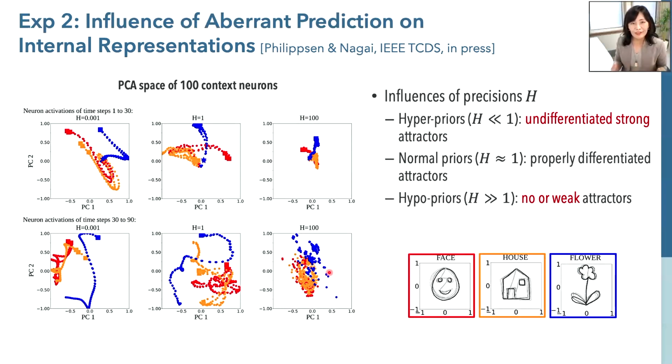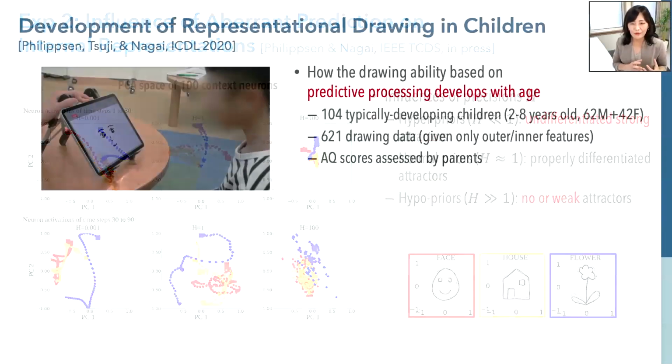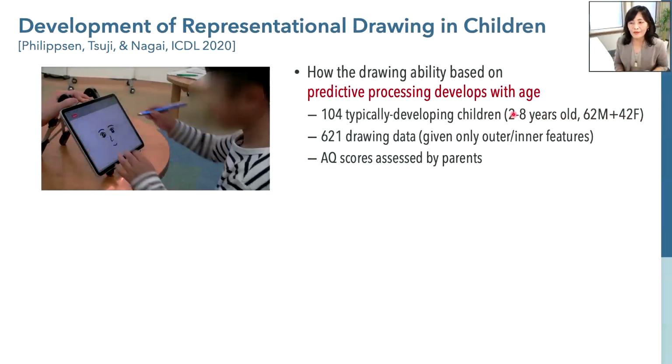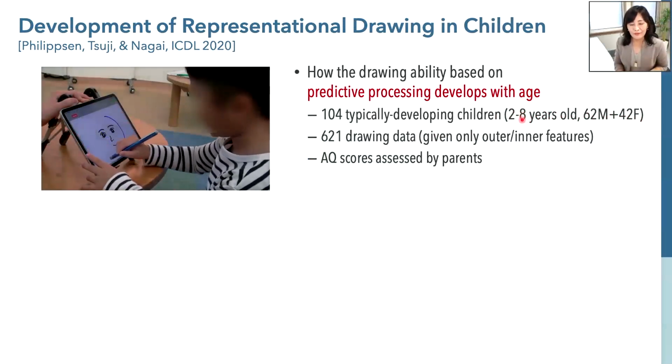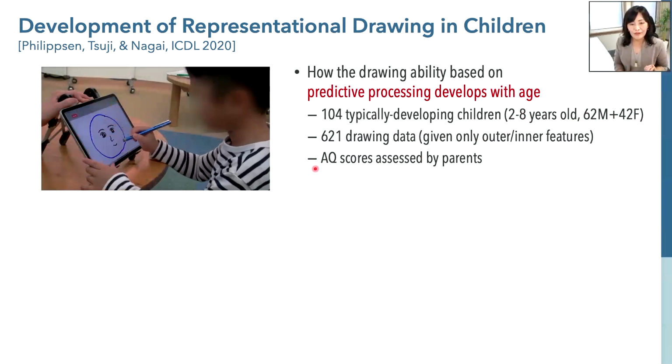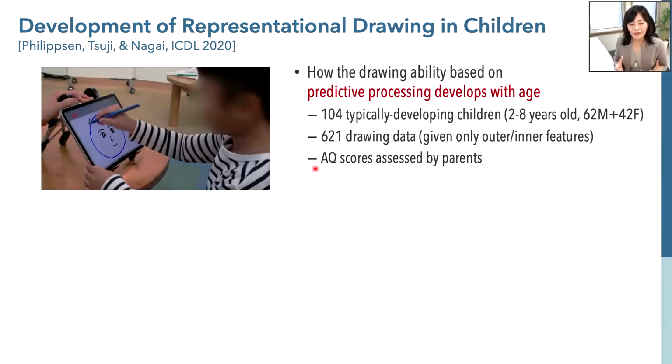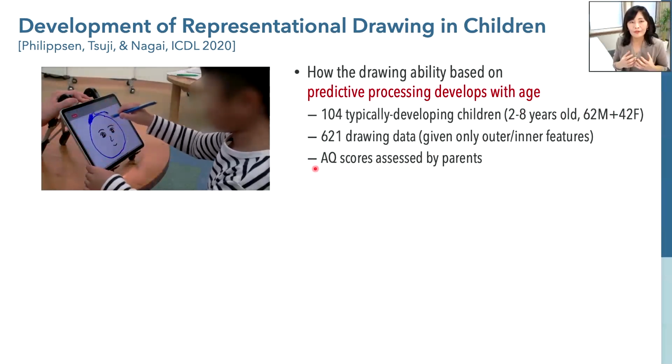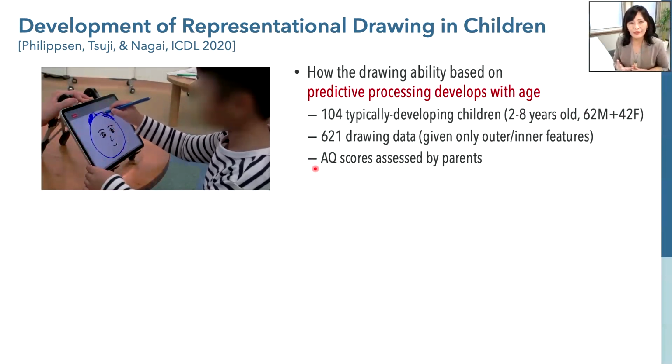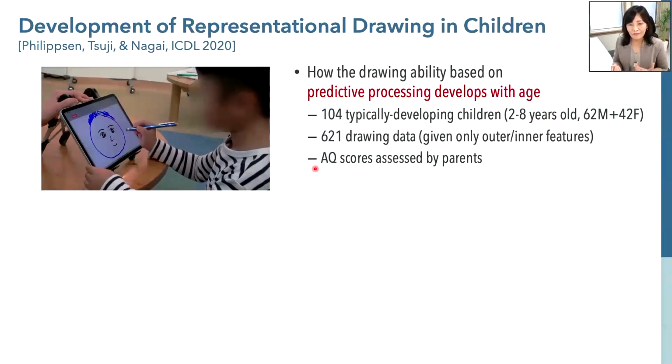So what happens in real human children? We conducted a very similar study with human children aged from 2 to 8 years old. We used a tablet displaying part of the features of the figures, and then asked children to draw whatever they liked.